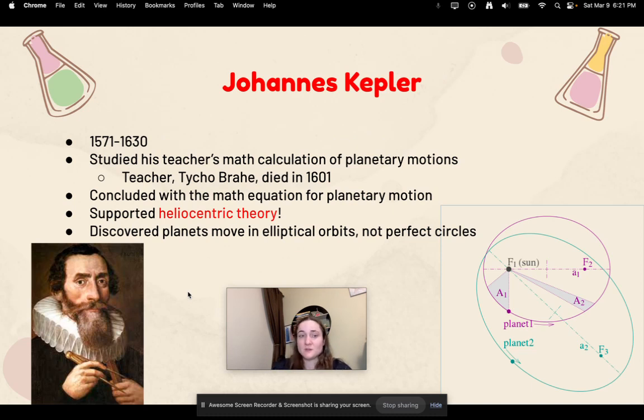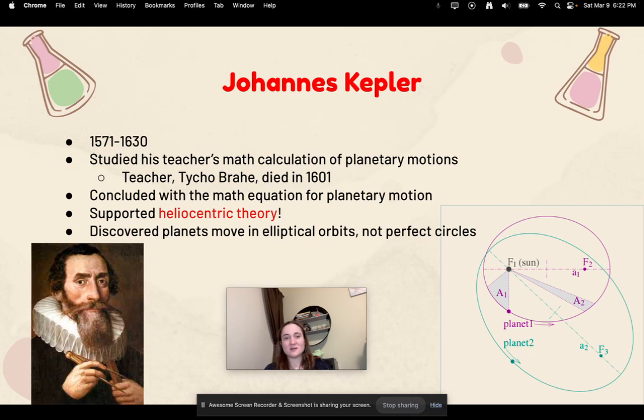Johannes Kepler. So he was alive from 1571 to 1630. So he kind of got the fame, but it was really him studying his teacher's work that led him to these famous equations that then led him to fame. So he studied his math teacher's calculations of planetary motion.